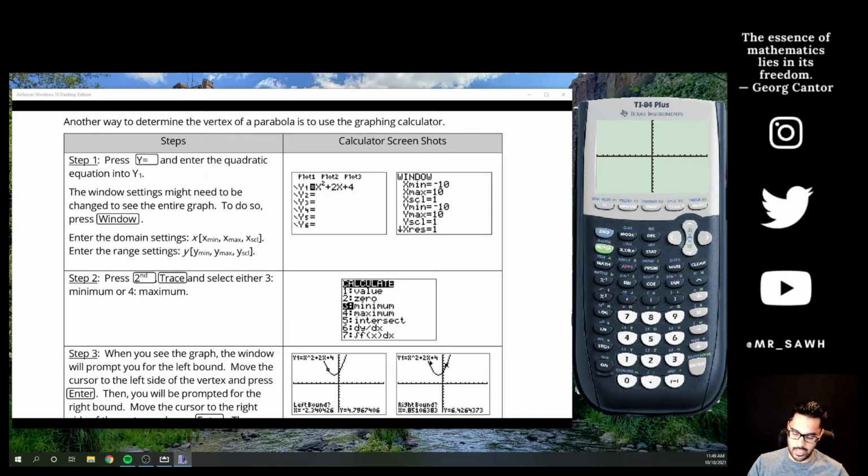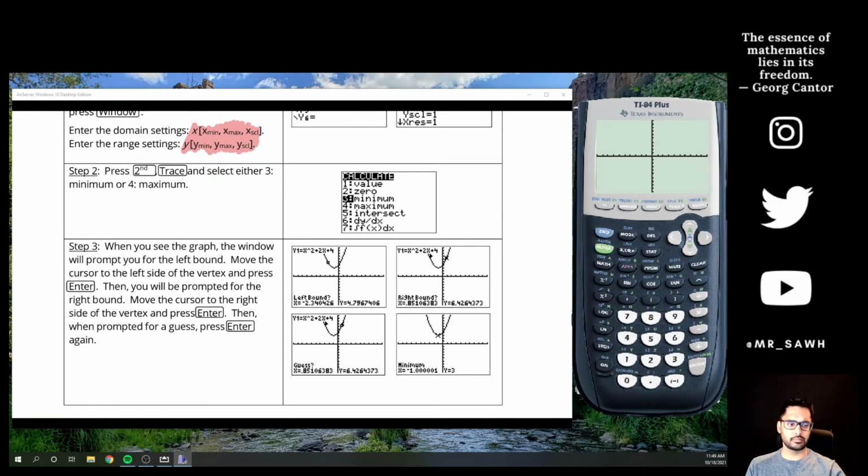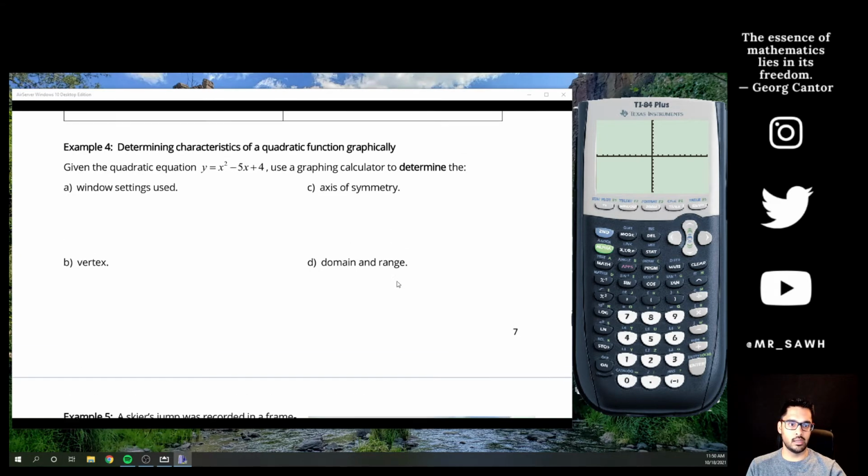And we can always write down our settings using this kind of format. You're always going to see me write them with the minimum value first, the maximum second, and then the scale. So you can do it for x and y so that somebody looking at it can reproduce that picture on their calculators. We can also calculate the vertex using either a maximum or a minimum. So this page will tell you all the buttons and steps to do it. We'll do a couple of these together. Now this is the important part, step 3, because your cursor has to be on the left and right side of that vertex. So we'll do this a couple times here.